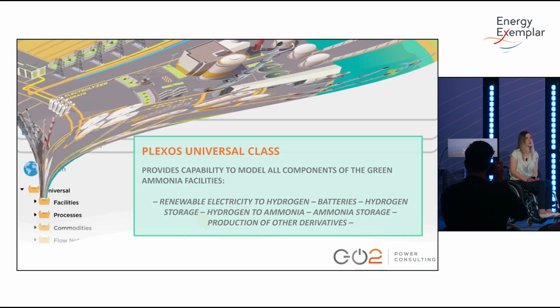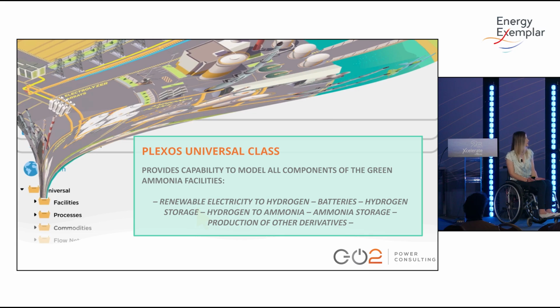The key concept in our modeling of green ammonia projects is universal class, a building block for creation of any model of any system that is subject to time sequential constrained optimization. Using Plexus universal class, we can capture the properties of systems that are traditionally modeled with specialized classes, but also the properties of systems that specialized classes are unable to effectively represent. So using universal classes, we are able to model the whole production chain of green ammonia projects. So from renewable energy to hydrogen, from hydrogen to ammonia, as well as hydrogen and ammonia storages and battery energy storage systems and other derivatives if applicable.